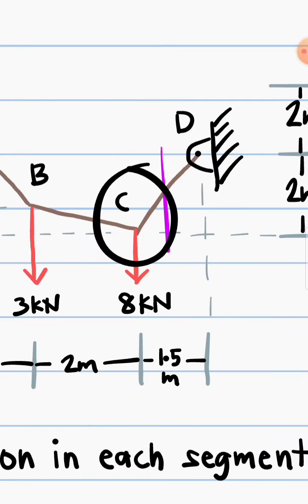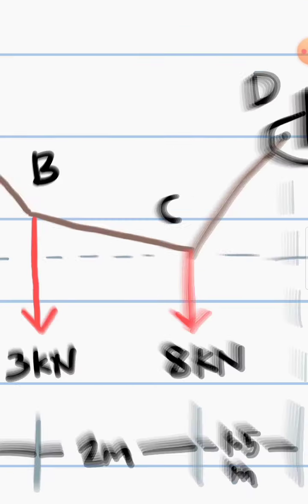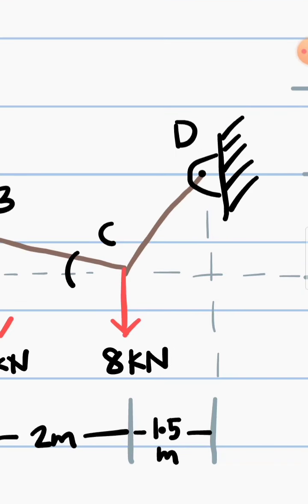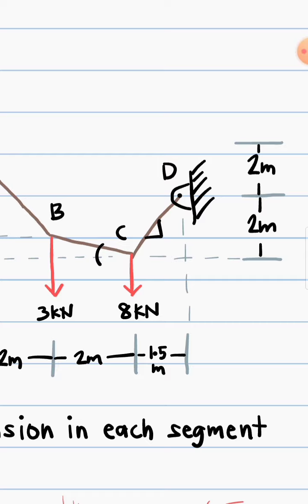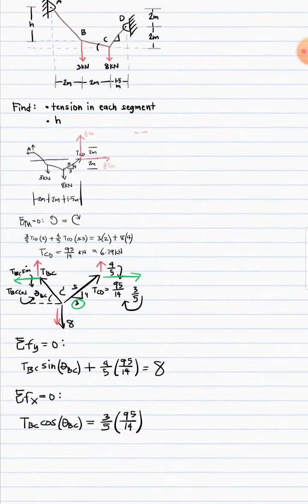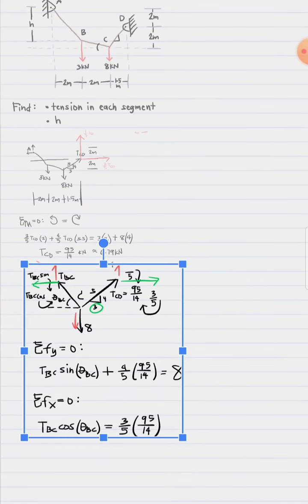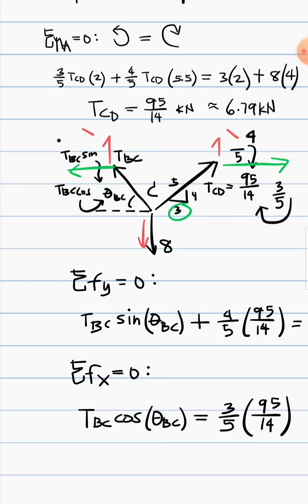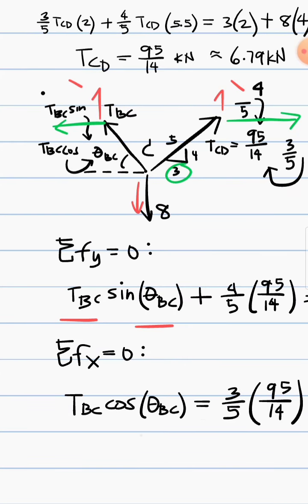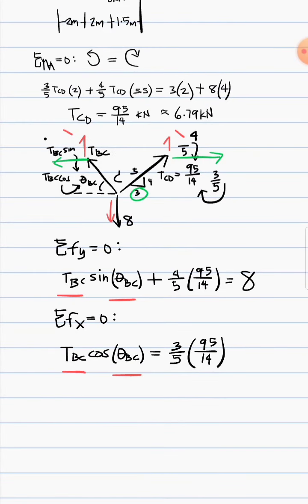So, this is theta BC, and this is its slope. We have unknowns TBC and the angle. This is the solution here. We have two unknowns, TBC and theta BC. And since we have two equations, automatically, this can be solved.